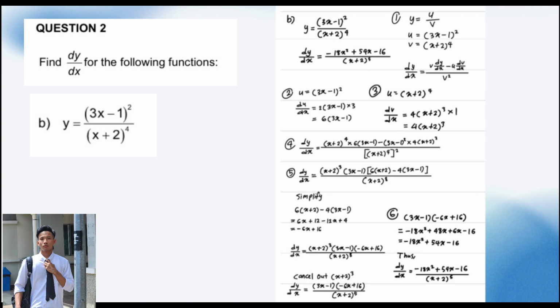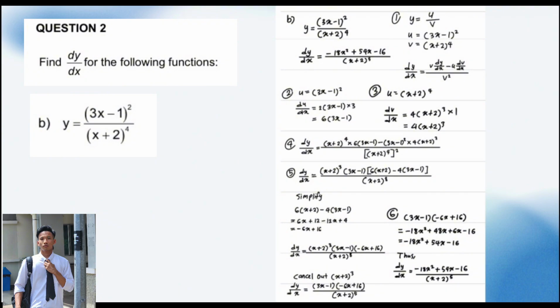u equals (3x minus 1) squared. Using the chain rule, du over dx equals 2 (3x minus 1) times 3, which equals 6 (3x minus 1). Number 3. Find dv over dx. v equals (x plus 2) to the power of 4. Using the chain rule, dv over dx equals 4 (x plus 2) cubed multiplied by 1, which equals 4 (x plus 2) cubed.